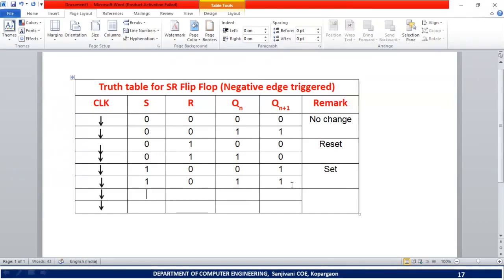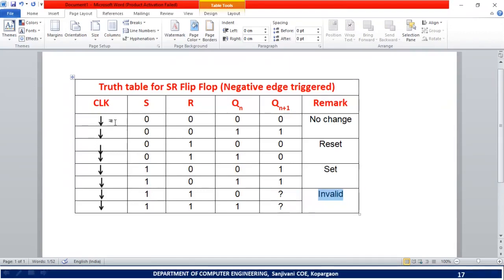Then the last possibility, suppose S is 1, R is 1 and present state is 0. What should be the next state? Question mark. Why? Because this particular combination is not allowed in the SR flip-flop. S equal to 1, R equal to 1 is not allowed. So here if present state is 1, then also there will be a question mark. So this is the truth table for the SR flip-flop.